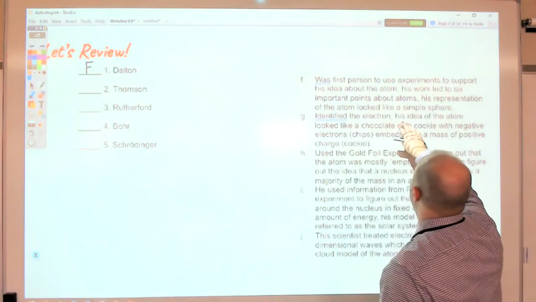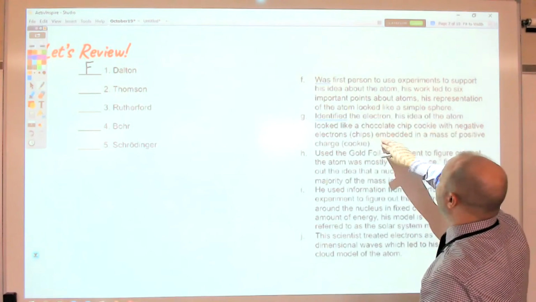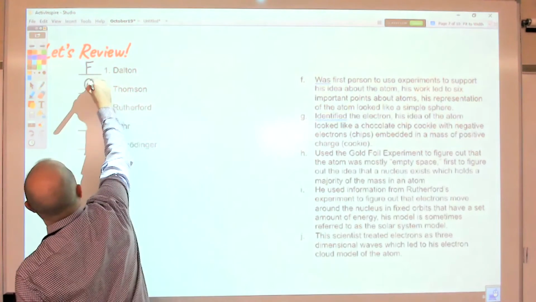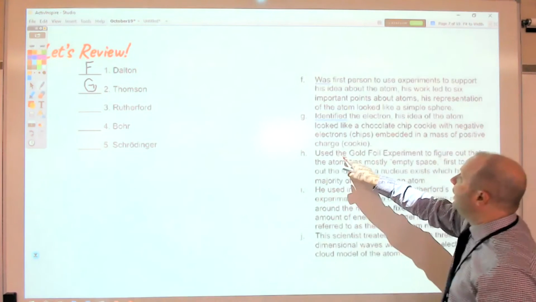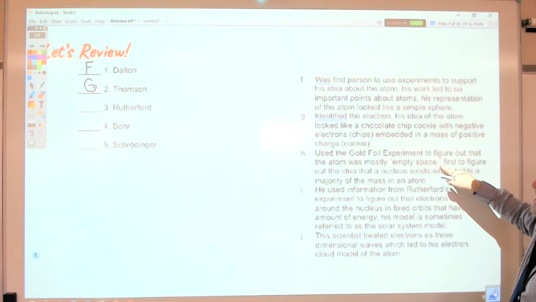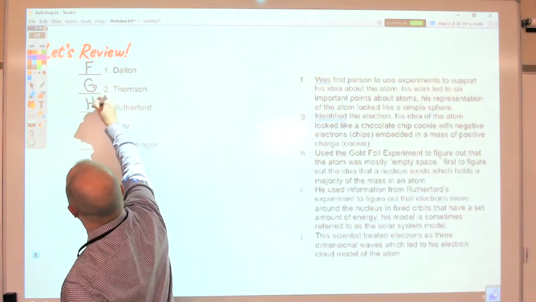Next one, identify the electron. His idea of the atom looked like a chocolate chip cookie with negative electrons embedded. That is Thomson. The next one, he used the gold foil experiment to figure out the atom was mostly empty space. Looks like we're going in order here. That's Rutherford.